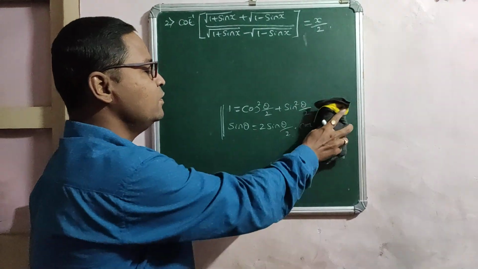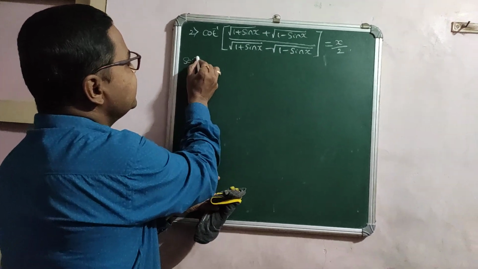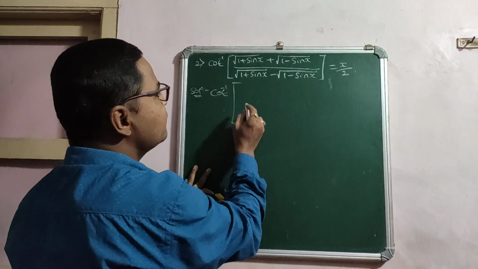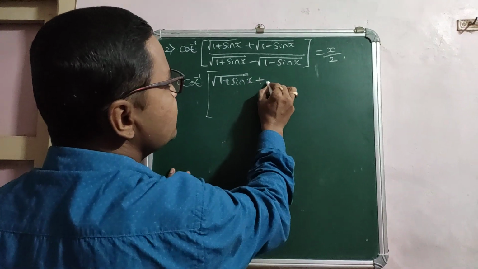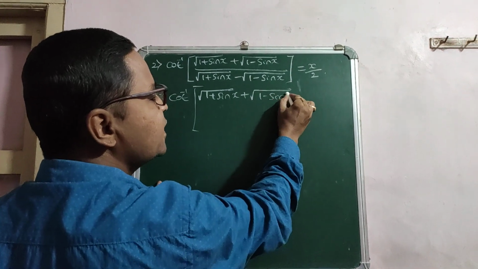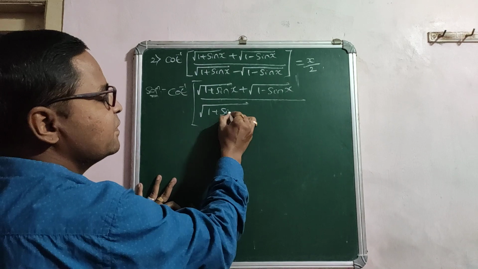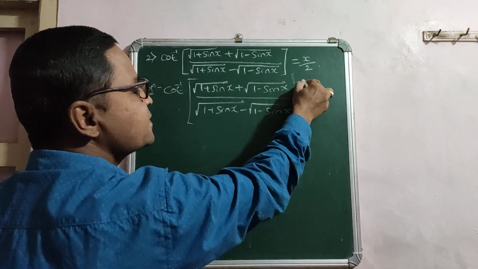Now, observe the given problem. I will consider the LHS part, that is cot inverse of (root of 1 plus sine of x plus root of 1 minus sine of x) whole divided by (root of 1 plus sine of x minus root of 1 minus sine of x).